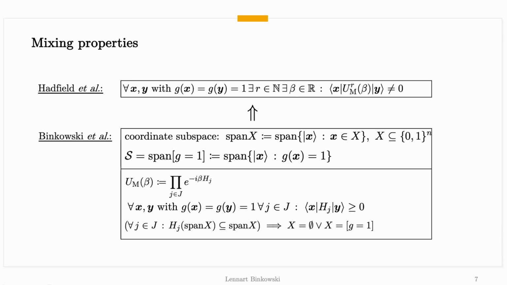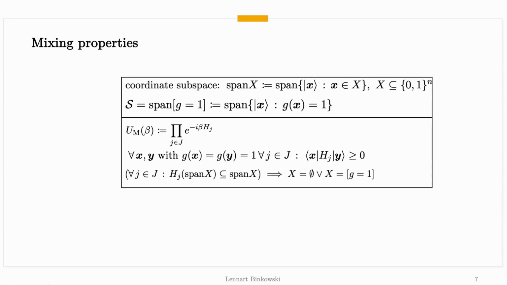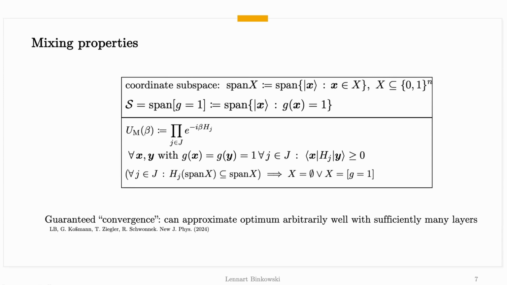So this implies the notion of mixing properties given by Hadfield et al. But what is nice about this mixing property is that one can rigorously prove convergence of the QAOA, which means it can approximate the optimum arbitrarily well with sufficiently many layers. So if I include sufficiently many parameters and pick the right values for these parameters, then I'm guaranteed to come as close as I want to the optimal solution.